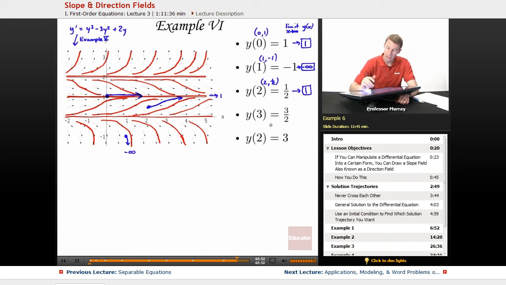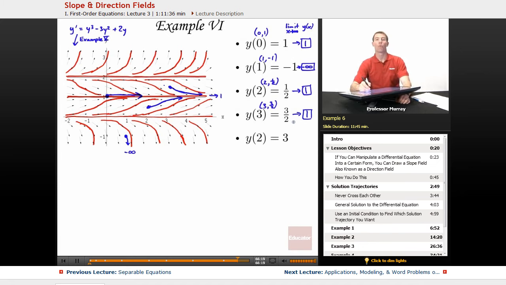Now, the next one is y of 3 is equal to 3/2. So I'm going to find the point x equals 3, y is equal to 3/2. x equals 3. 3/2 is between 1 and 2, so it's going to pick up right there. So, looks like it's headed downhill, and then it's going to level off, and that one's also going to head towards 1.